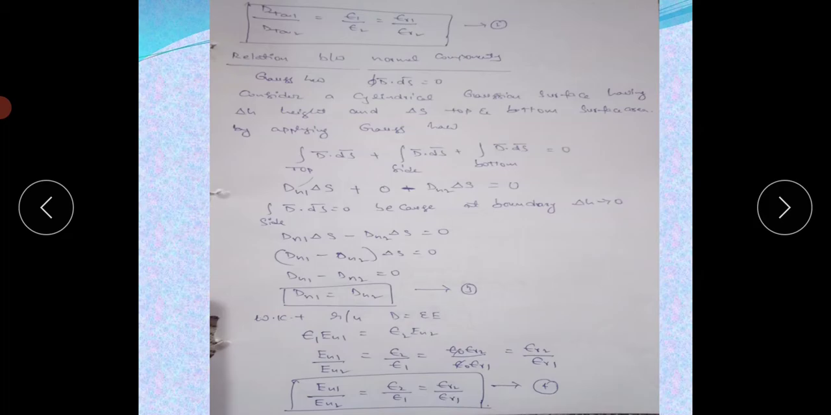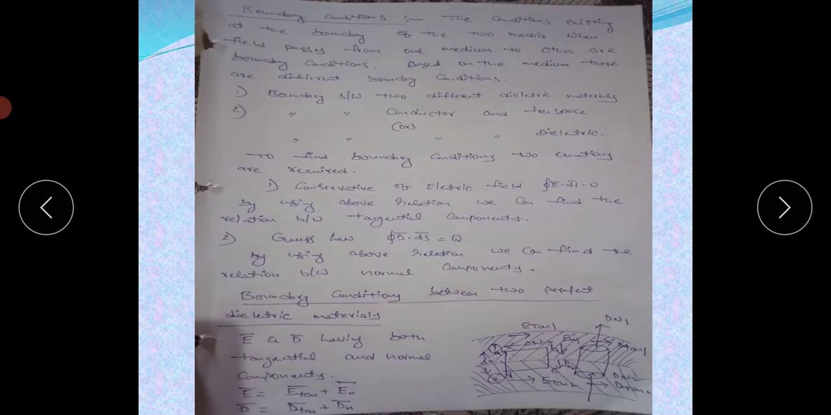Next, the relation between normal components. To find the relation between normal components we have to use Gauss law. We know the mathematical expression of Gauss law: closed surface integration D bar dot ds bar equals 0. To find the normal components relation, consider a cylindrical Gaussian surface. This is one cylindrical Gaussian surface at the boundary. By applying Gauss law to the cylindrical surface, we finally get the normal components relation. Here the tangential components are D tan 1, D tan 2, and the normal components are Dn1 and Dn2. This is the boundary line; the middle line is the boundary line.